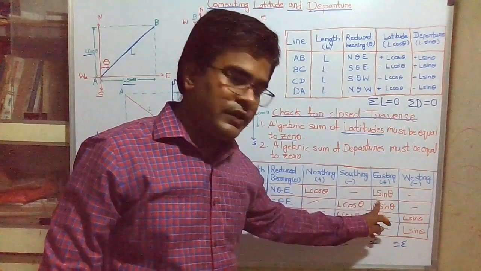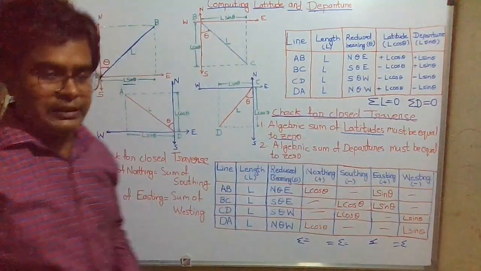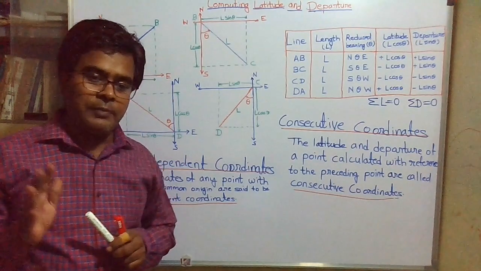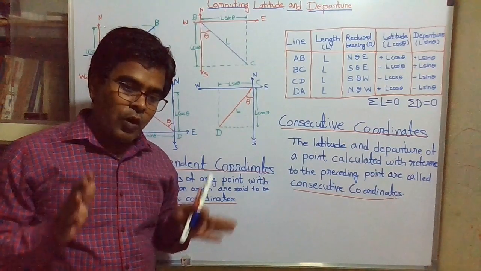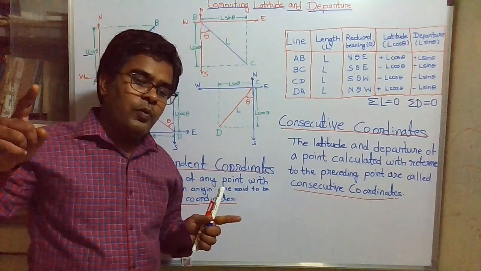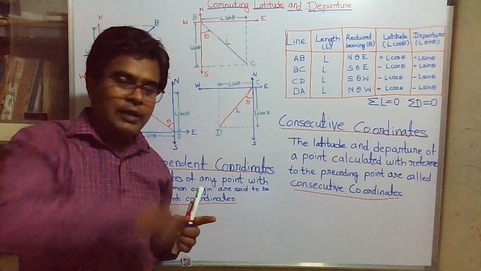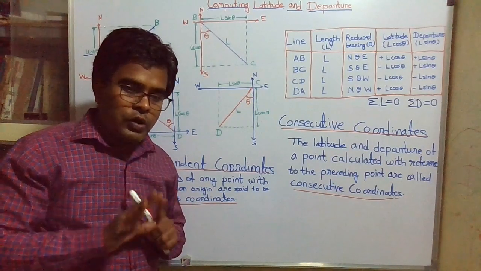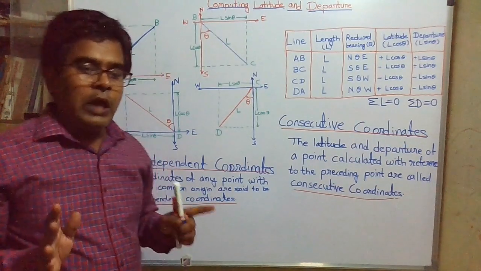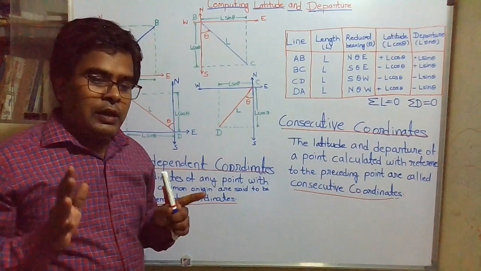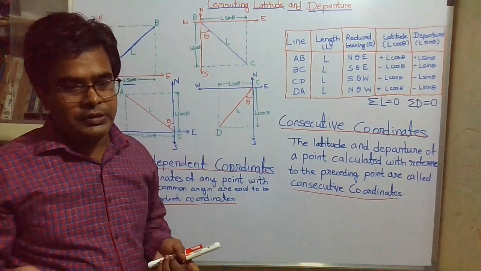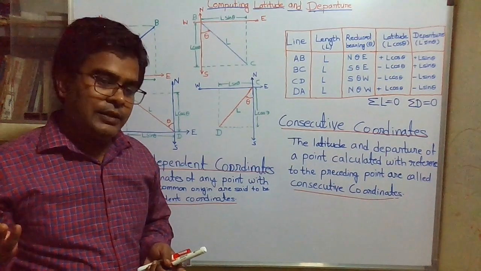Okay, here we won't consider the sign, and here we consider the sign. The terms are consecutive coordinates and independent coordinates. From the first lecture, I am telling you what we are doing. We are not going to use whatever length of line we have measured in the field or whatever angle, while plotting the sheet. What we are going to do? We are converting a line with its length and bearing to the coordinates, that is latitude and departure.